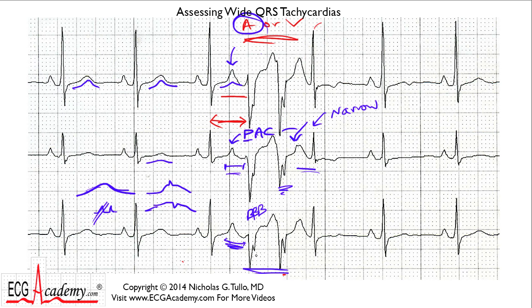And that's really key because most people don't look for P waves when they're assessing this wide QRS tachycardia. The rest of this discussion will be on part 2 of assessing wide QRS tachycardias.